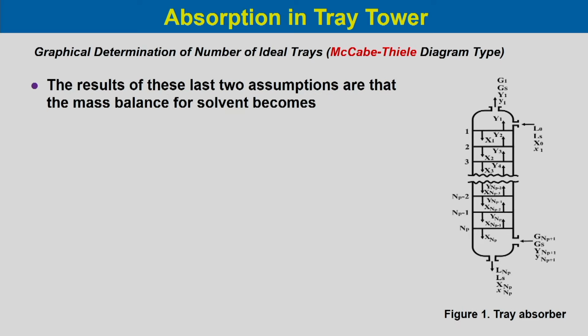The result of these last two assumptions is that the mass balances for the solvent, so the liquid flow rates, remain constant throughout the column. So, you can see L0, which is entering at the top, then at any section of the column j it is Lj, and it would be equal to LNp which is coming out, and we can call it L as constant.